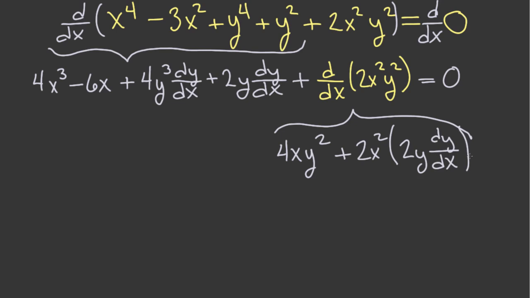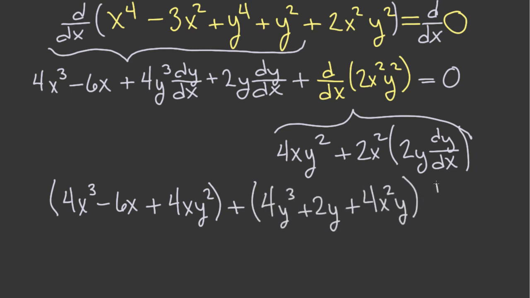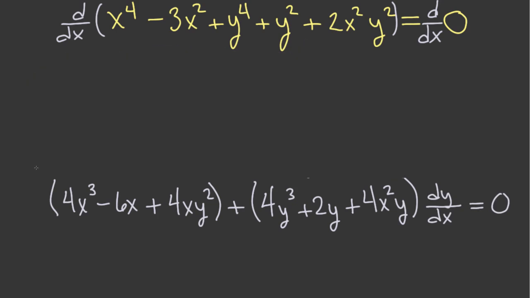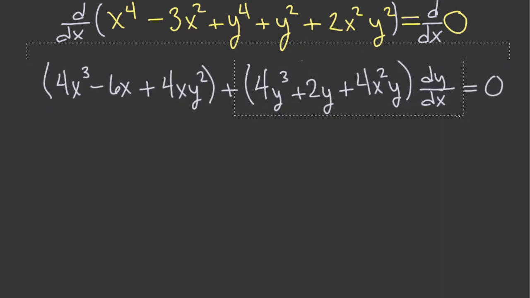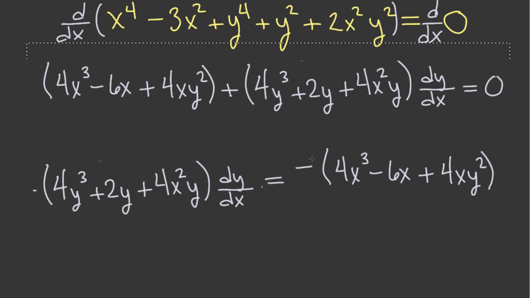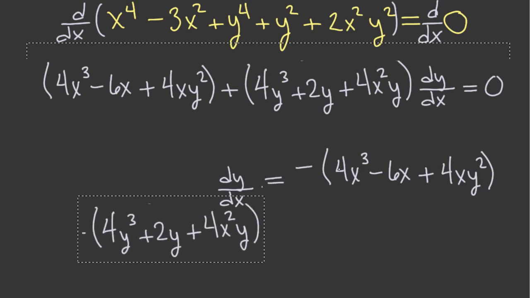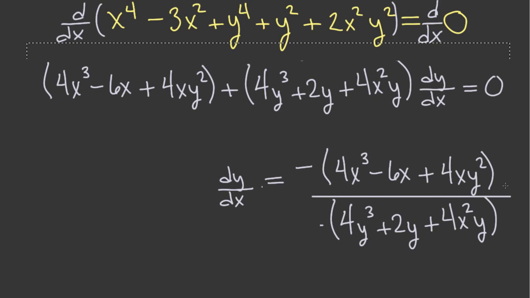So now I'm just going to collect the like terms. So I collect all the terms that involve a dy dx and all the terms that do not involve dy dx. And I get 4x cubed minus 6x plus 4xy squared plus 4y cubed plus 2y plus 4x squared y, all times dy dx. This is equal to 0. Now I just need to do some more algebra to solve for dy dx. So I subtract off this term here, and then divide by the multiplier of dy dx, and I get this.